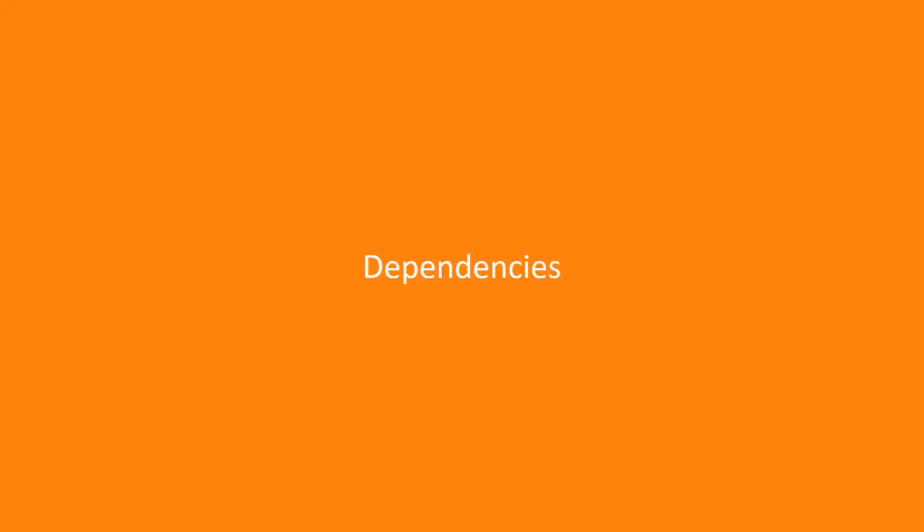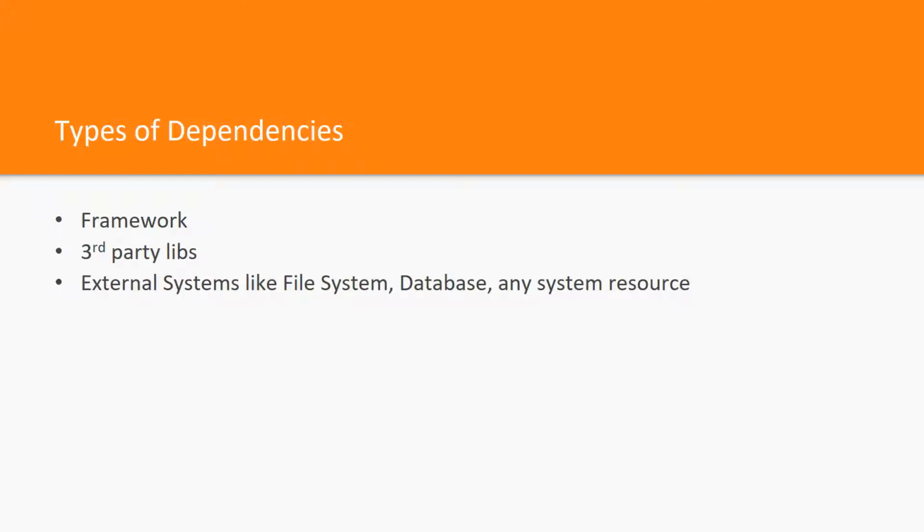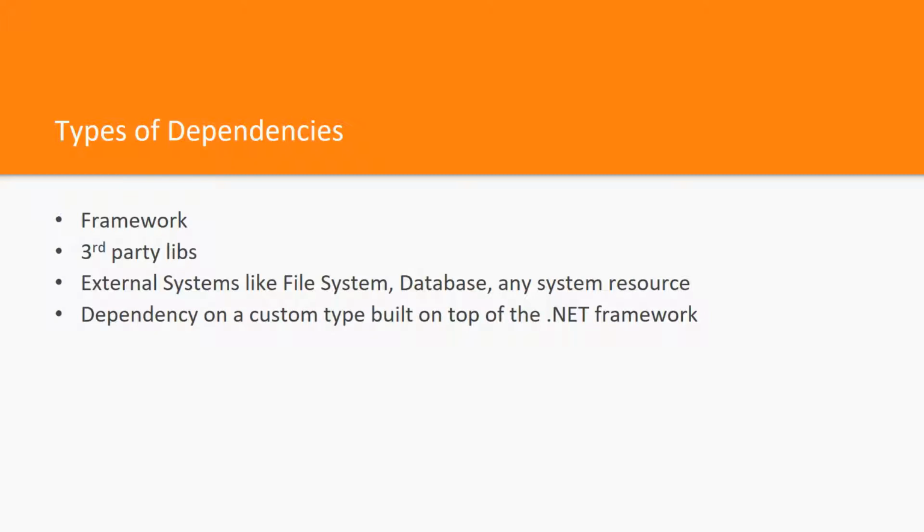This lecture is titled Dependencies. Let's define what we mean by a dependency. There are several types of dependencies: framework, third-party libraries, external systems like file system, database, or any system resource, and so on. Dependency on a custom type built on top of the .NET framework.